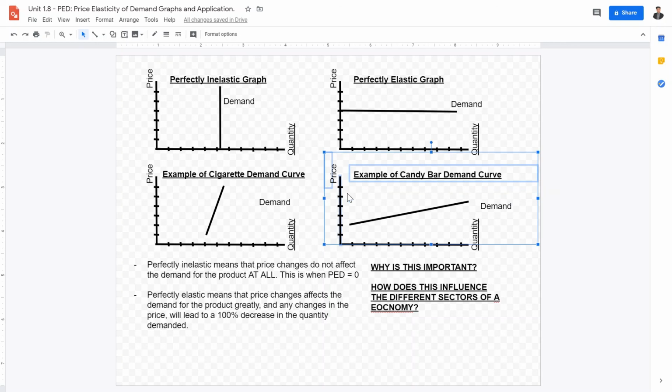However, when you own, let's say, a candy bar manufacturing business, which is highly elastic, you are less incentivized to raise your price, seeing as how if you raise your price by just a bit, you will lose a lot of your competitive advantage and a lot of your demand, therefore reducing a lot of your income.